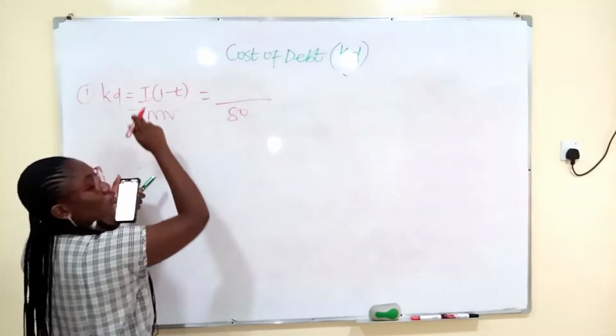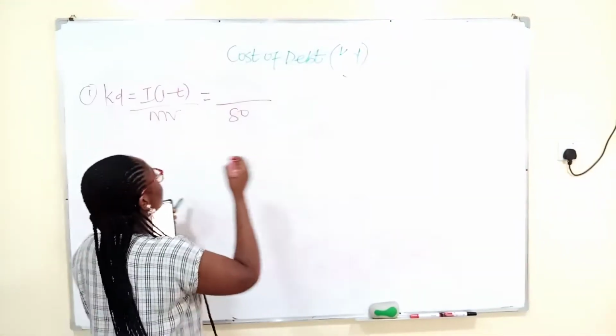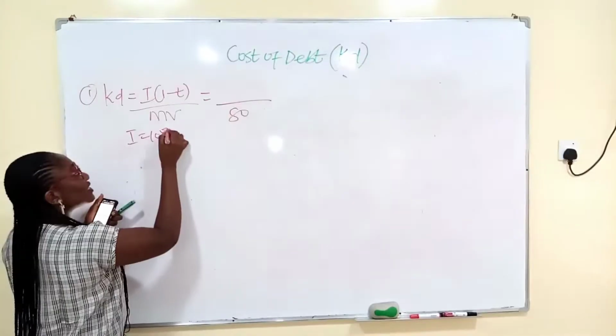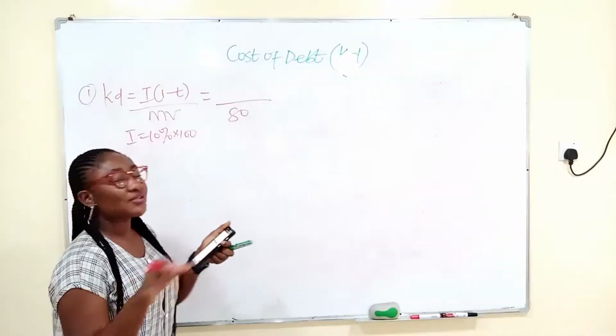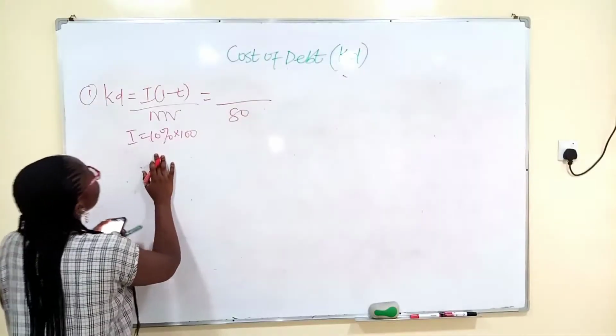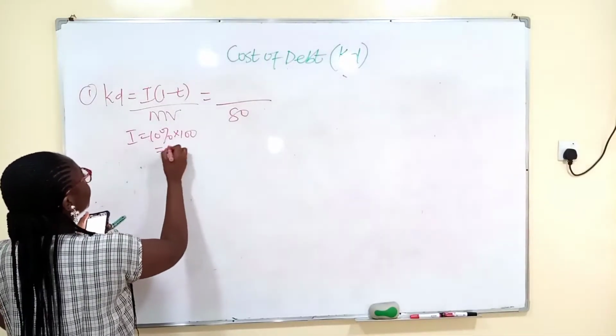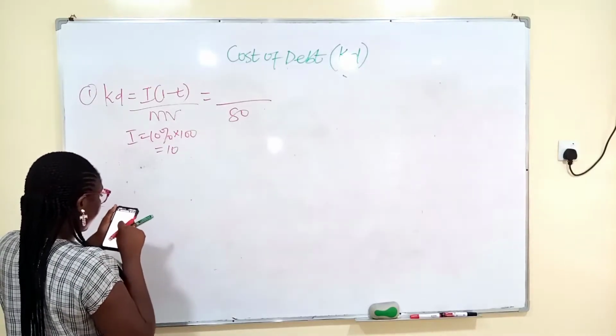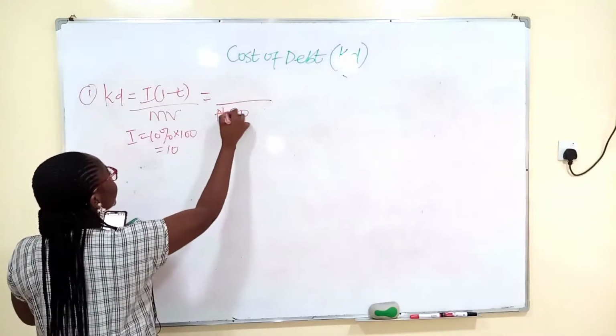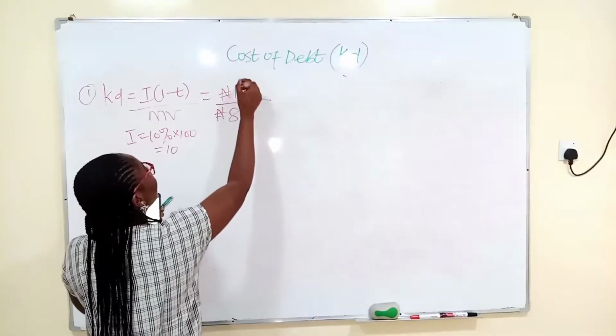Now, how do you get this coupon? You know it's 10%, so your coupon will be 10% times 100. I told you in my explanation that those debts are usually at 100. That's the face value. So this coupon is 10% of 100, and that gives you 10 naira. They've already said this one is trading at 80 naira.